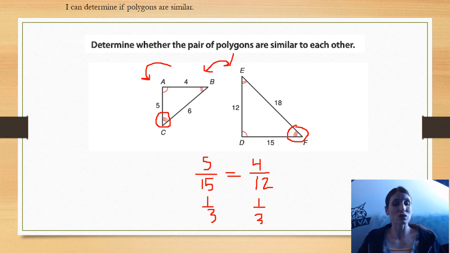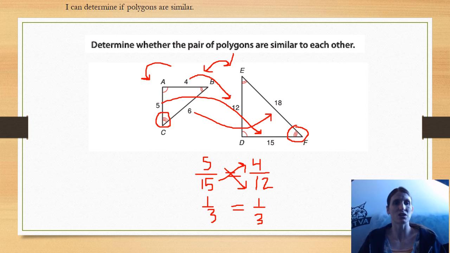If you don't know how to reduce fractions and you just want to cross multiply, great, cross multiply. They're both going to equal the same thing, okay? But if you can see that they both reduce to the same thing, then that works as well, okay? You can also see that from 5 to 15, it's really getting 3 times bigger. From 4 to 12, it's really getting 3 times bigger. From 6 to 18, it's really getting 3 times bigger. Okay, so there's lots of ways to determine that.